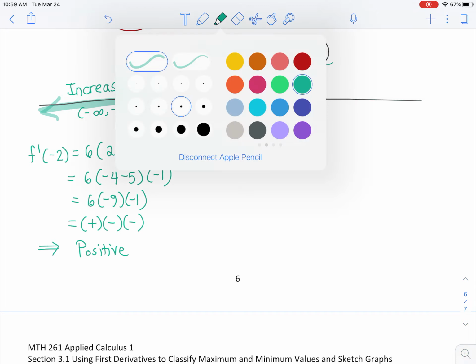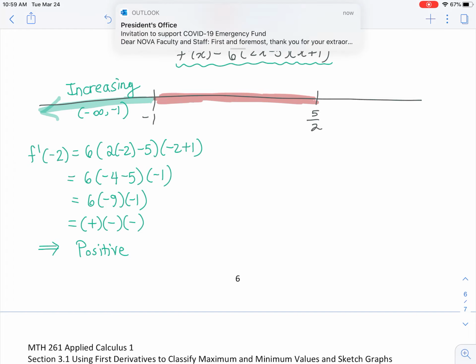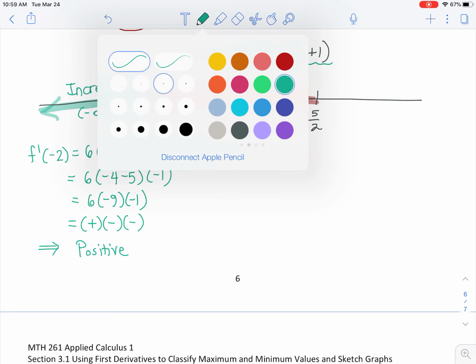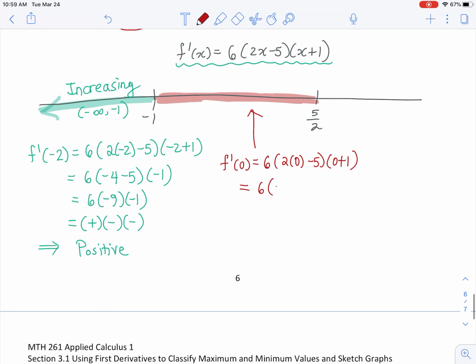Alrighty, let's find the interval in the middle. The interval in the middle is from negative 1 to positive 5 over 2. So what will be a good value to plug in? I'm going to plug in 0, right? Because 0 is in between a negative number and a positive number. So if I plug in 0, I'm going to get 6 times (2 times 0 minus 5) times (0 plus 1). That's going to be 6 times negative 5 times 1.